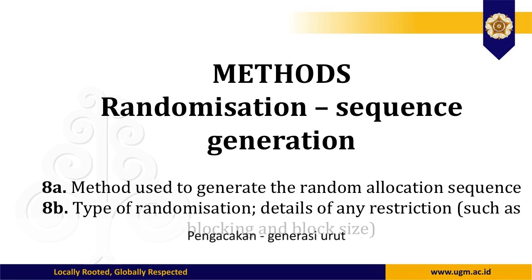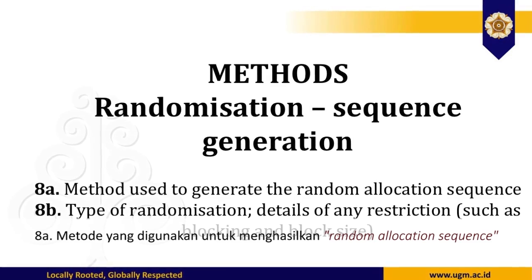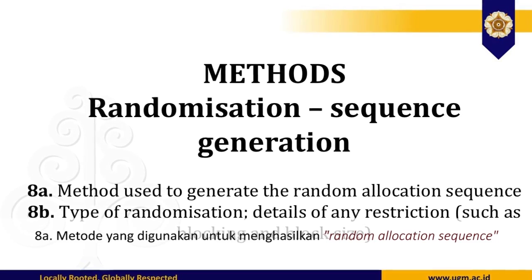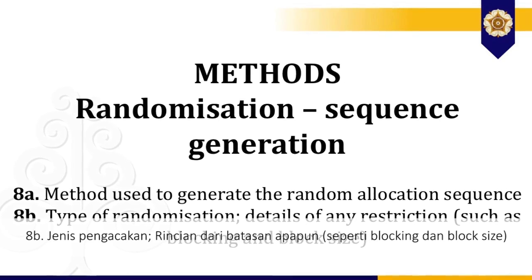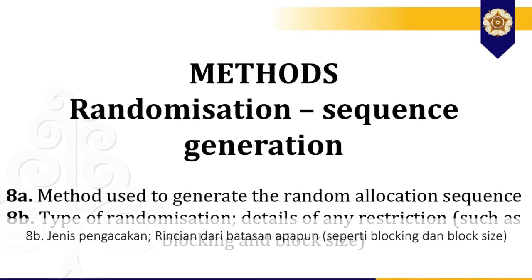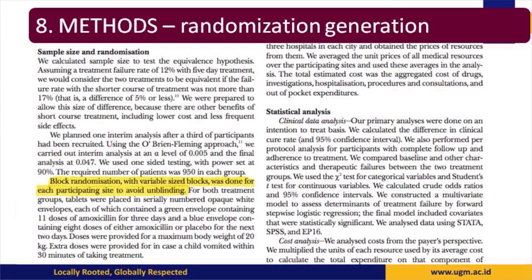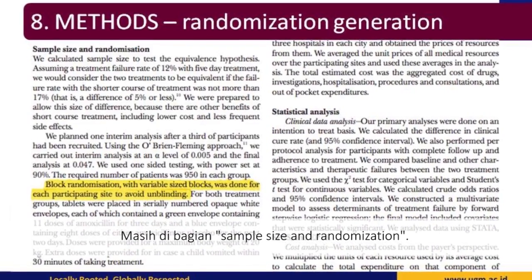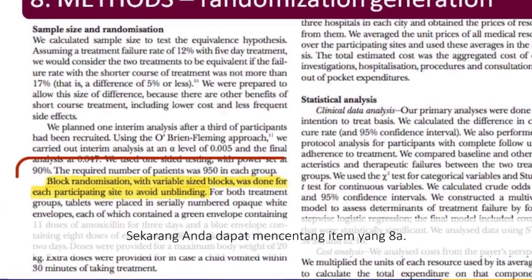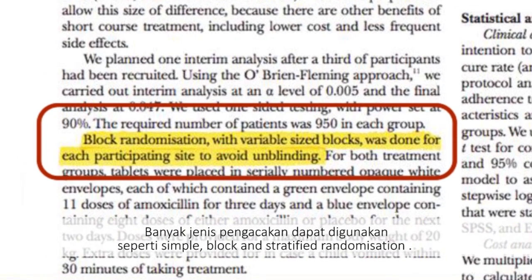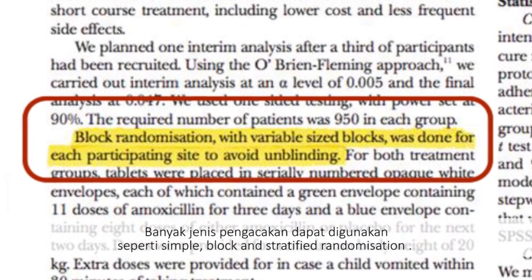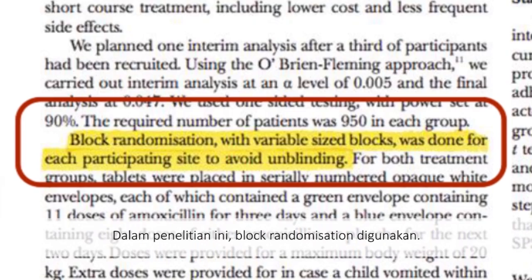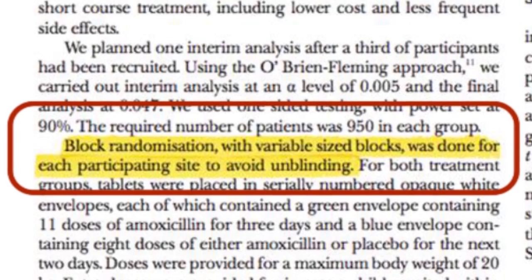Next, methods, randomization, sequence generation. 8A, methods used to generate the random allocation sequence. 8B, type of randomization, details of any restriction such as blocking and block size. Still in the part on sample size and randomization, you can check no for item 8A. Many types of randomization can be used, such as simple, block, and stratified randomization. In this study, block randomization was used.